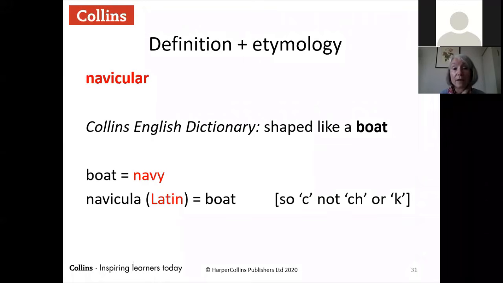And here's another one, navicular. Oh, where's it come? What does it mean? It's shaped like a boat. Boat is a clue that it might be related to the word navy, N-A-V-Y. Navicular is Latin, not Greek. So that's a clue that the k in navicular is C, not CH or K. So you can put clues together to start to build up spelling for unusual words in a competition.